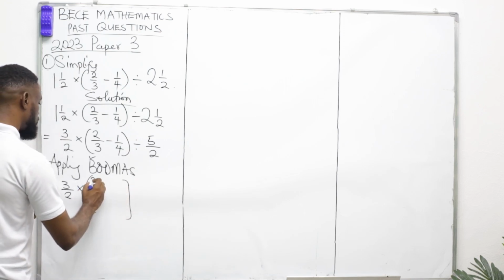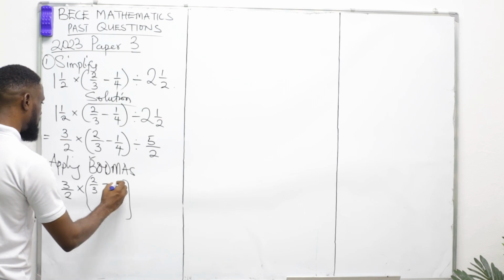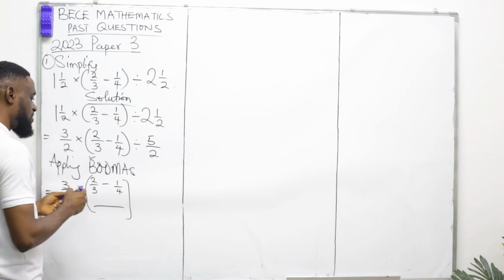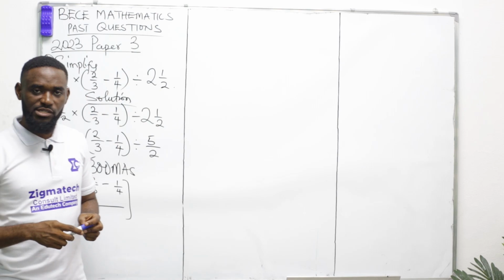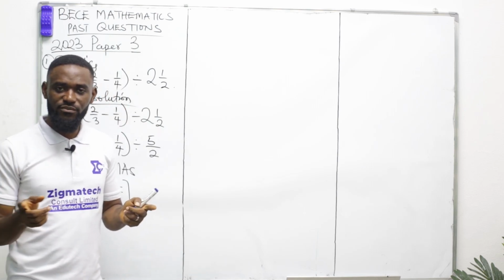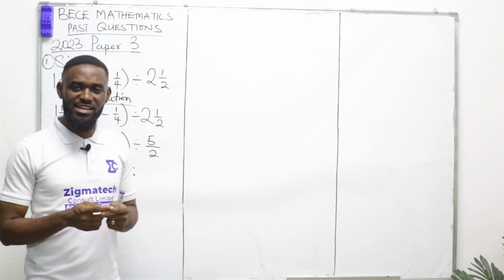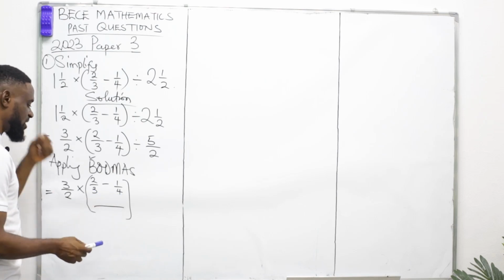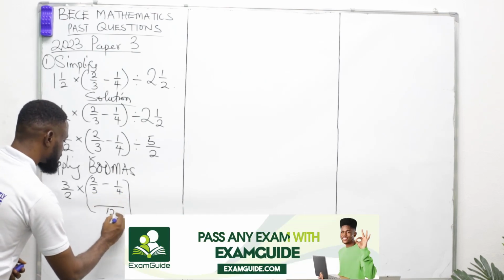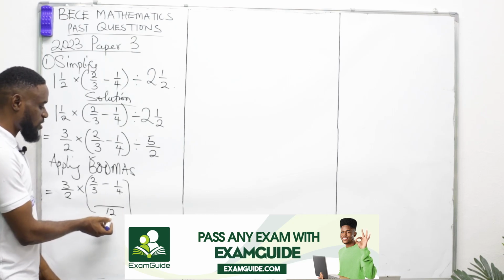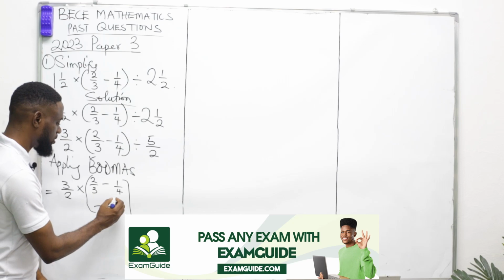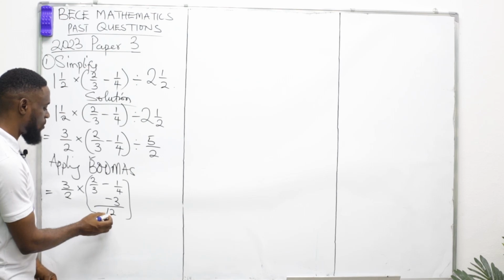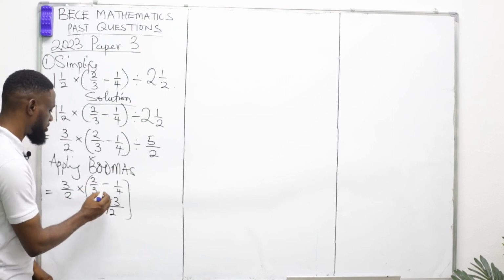So we have 2/3 minus 1/4, right? The LCM of these two is 12. Remember I said that for 2 numbers or 3 numbers that don't have a common factor, to get the LCM, you just multiply those numbers together. LCM of 3 and 4 is 12, right? Good. So 12 divided by 3 is 4, 4 times 2 is 8. 12 divided by 4 is 3, 3 times 1 is 3. Then we bring the minus.